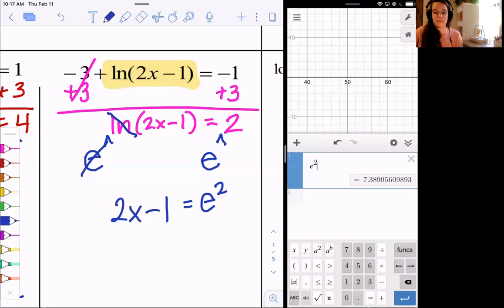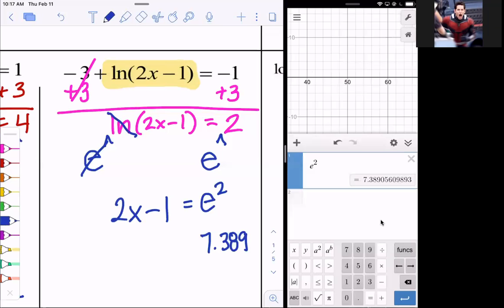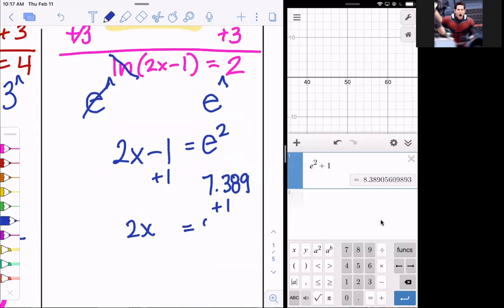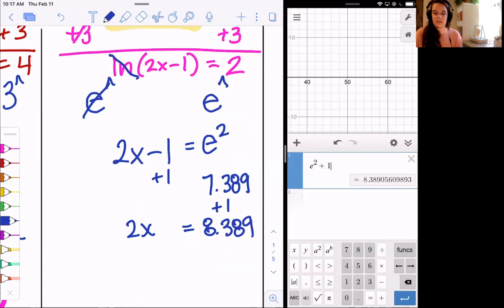All right. Mia H, how can I move forward? You would make the e squared into 7.389. So then after that, you add 1 to the other side. So then it would be 8. So 2x equals 8.389. I love it. Thank you, Mia.